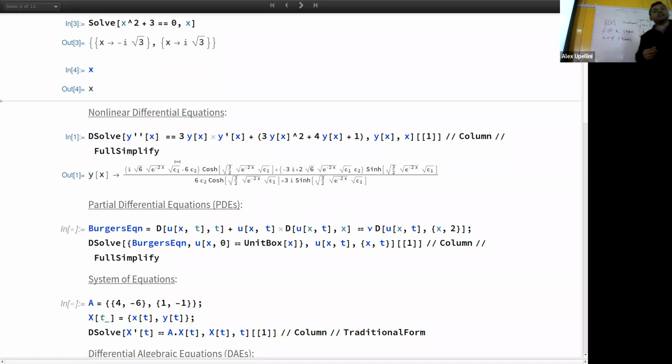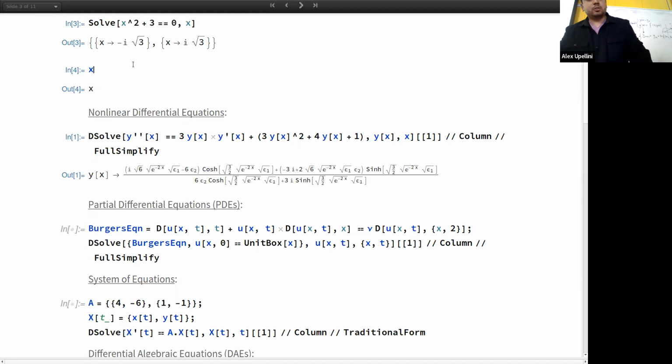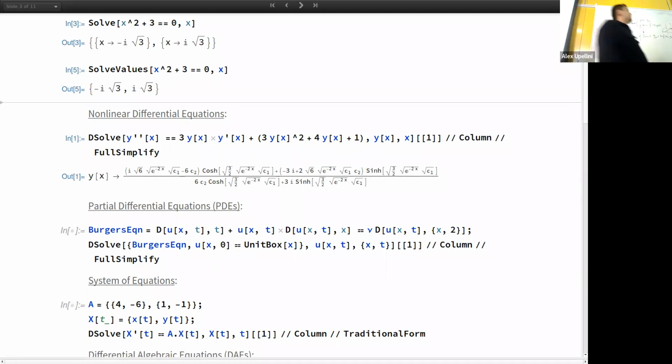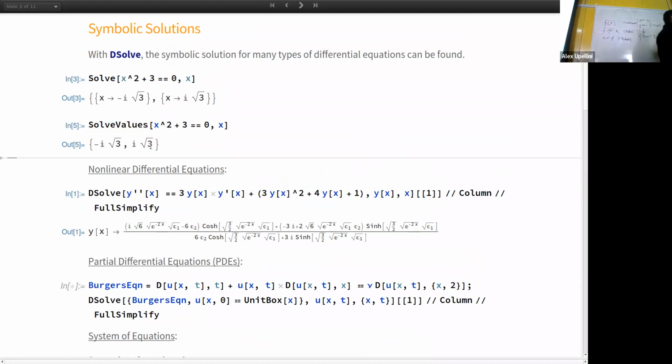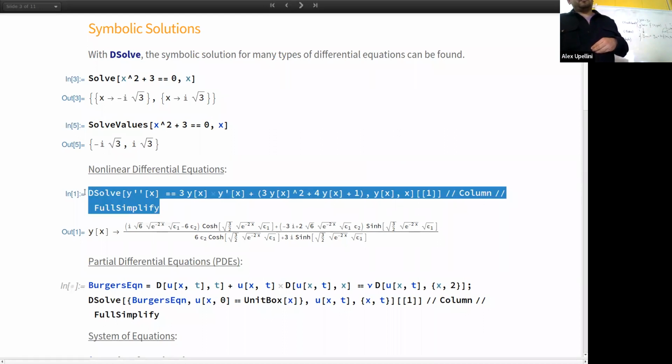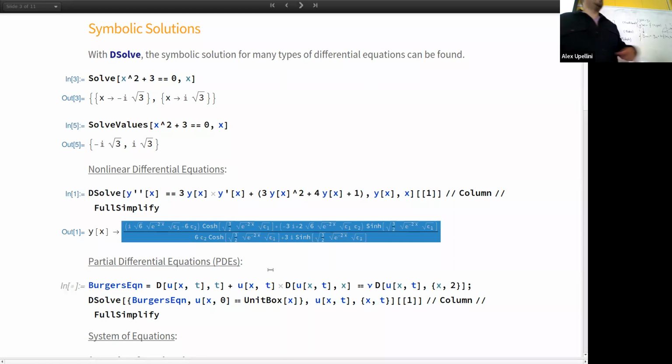there's another way of getting solutions. Instead of writing Solve, I can say SolveValues. If I say SolveValues, I don't get a list of replacement rules, I get directly the values of the solution. So depending on what you want to do, you might prefer one or the other, okay? For DSolve, it is the same. If you say DSolveValue, you will get directly this solution instead of the replacement rule.